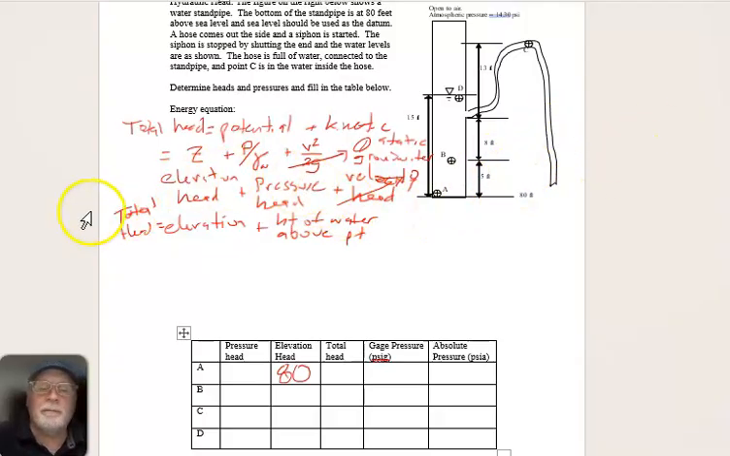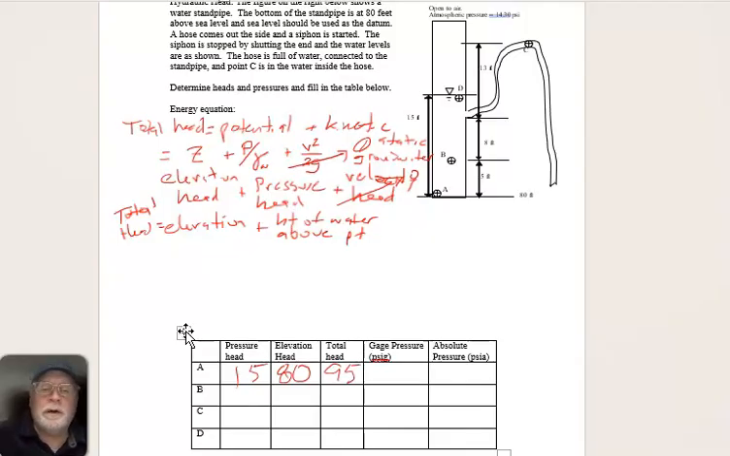So that's 80 feet. The pressure head then is the height of water above there. So it looks like that's 15 feet. So at the bottom, it's 15 feet of pressure head. And then the total head is the elevation head plus the pressure head, or 95 feet. We'll come back to those pressures in just a little bit here.